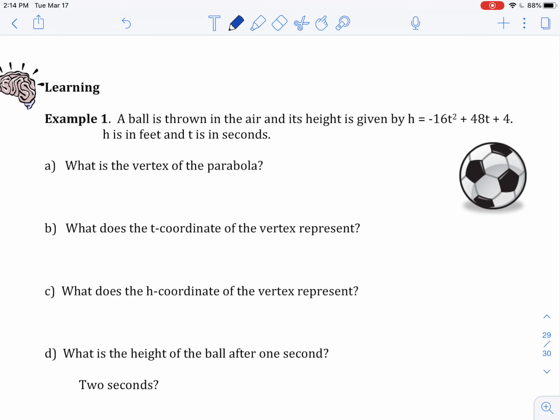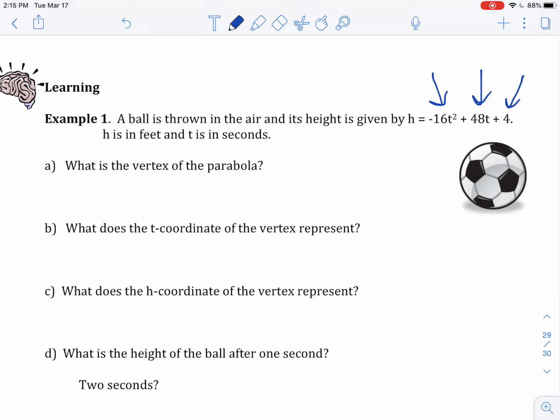Okay, so here's the first example. In this example, we'll look more at what would be on a quiz or a test. It says a ball is thrown in the air and its height is given by, and the equation's given. This number represents the force of gravity. This is the initial speed of the ball. So this ball would start at 48 feet per second. And this is the initial height of the ball. We're throwing a ball. So when it lets go of a person's hands, it is 4 feet off the ground.